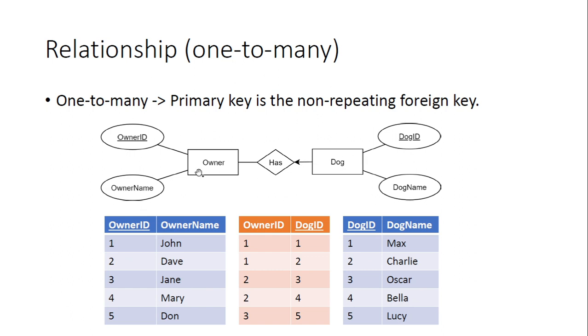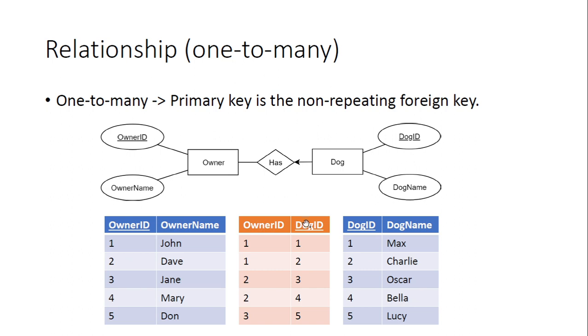If we look at the table, then we are matching the owner's ID with dog's ID, and for a given owner there could be multiple dogs matching. For some of them, maybe for owner 1 there is only one dog. For some of the dogs there could be no owners, but what we know from this one-to-many setting is that the dog's ID is going to be a non-repeating value in this table. So the dog ID column in this table has non-repeating values.